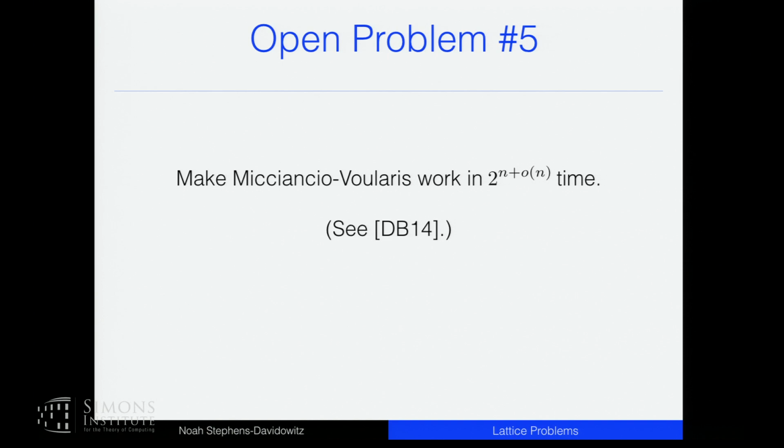The obvious open question here, which has been open for a bit, this might be hard, is to show that Machantel Vulgaris works in 2 to the n time. But that's just for the experts. I'll not even show the algorithm.